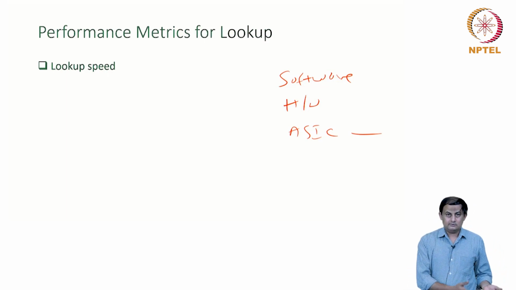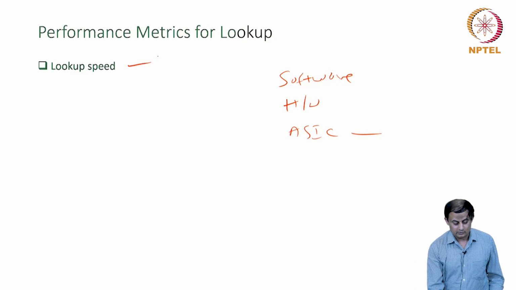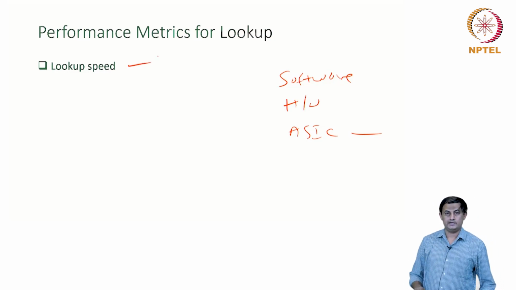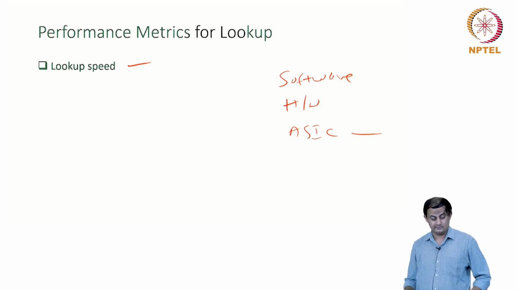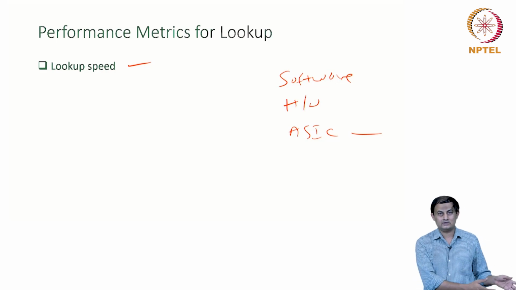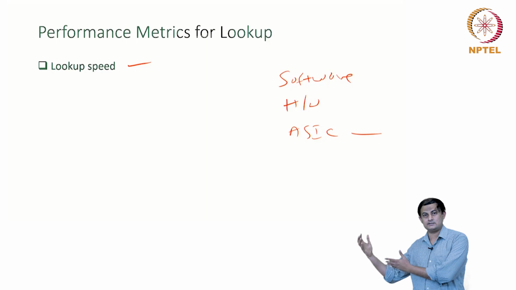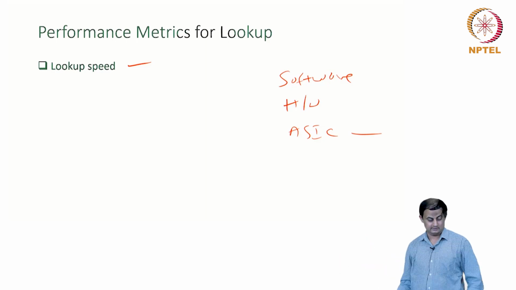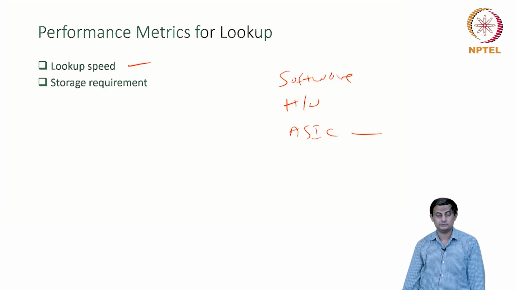So, one obvious metric that we want to use is something called the lookup speed. How much time it takes to do the search operation, do the string matching. The larger the time it takes, the worse it is. The lesser the time it takes to do this operation, the better it is. That is one obvious metric that we want to use.